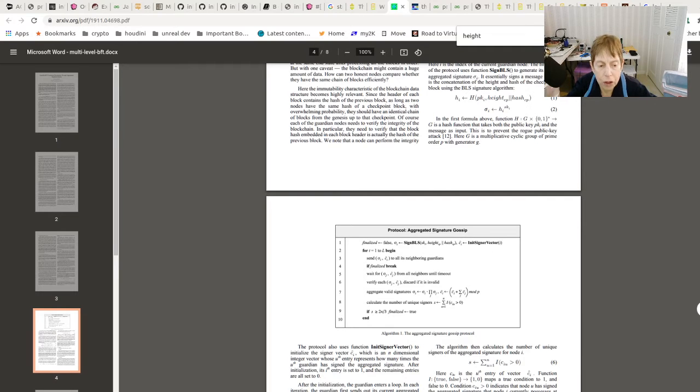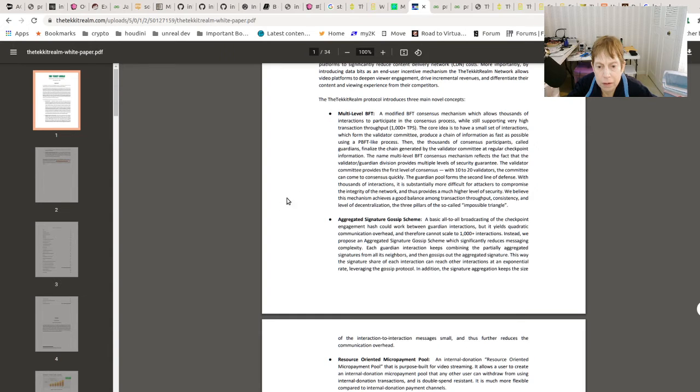Okay, so yesterday we were discussing what makes Theta fast, and one of the things that does is the aggregated signature gossip scheme, which is part of their consensus mechanism. So we're going to talk about that today, and let's get started.